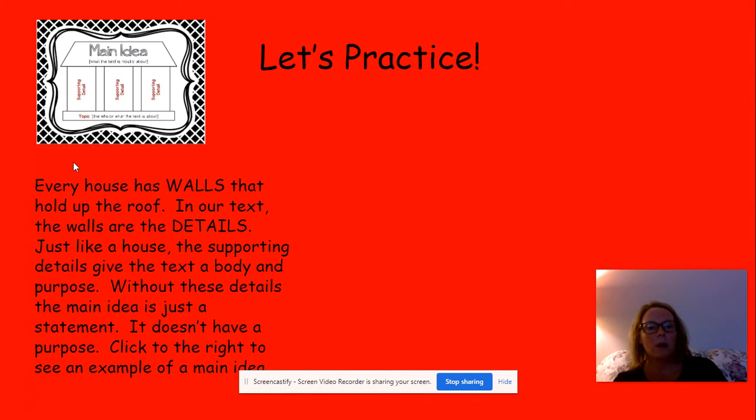Every house has walls that hold up the roof. In our text, the walls are the details. Just like a house, the supporting details give the text a body and purpose. Without these details, the main idea is just a statement. It doesn't have a purpose. Click to the right to see an example of a main idea.